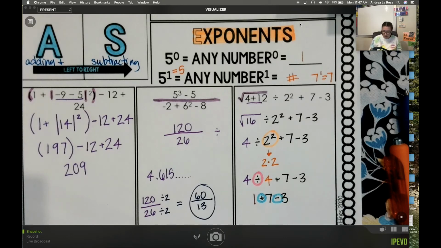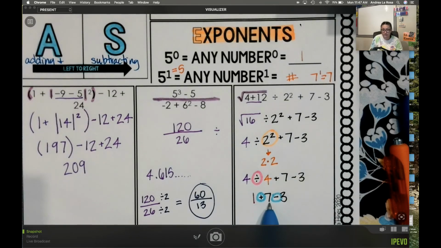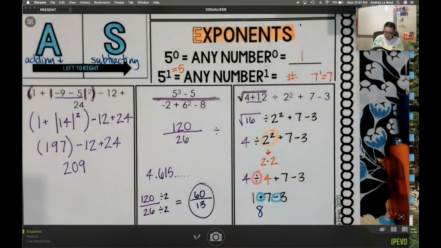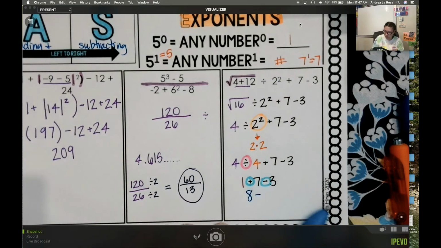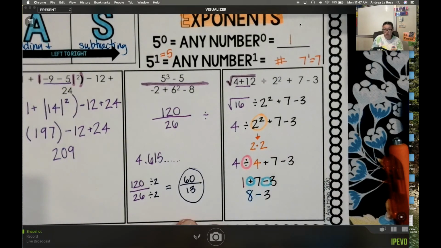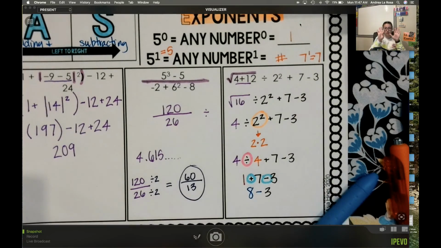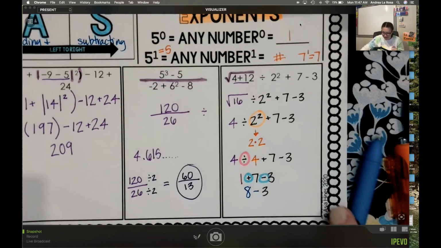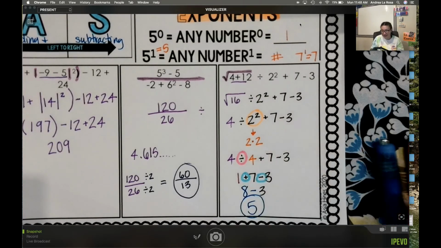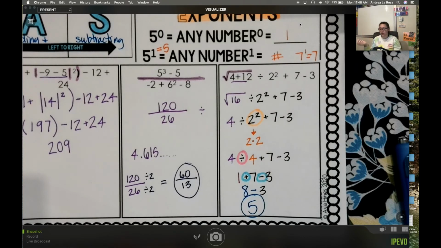So, what is 1 plus 7? 8. And then we have to subtract that 3. What is 8 minus 3? Ha! 8 minus 3. 1, 2, 3. We have 5 for our answer. Yay! Again, you can do it with the calculator. That's totally fine.